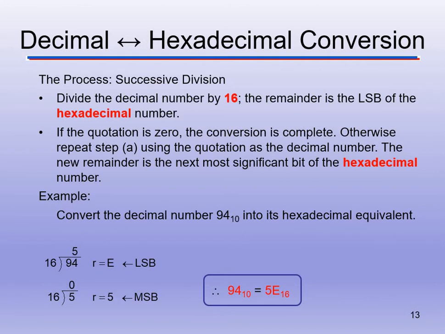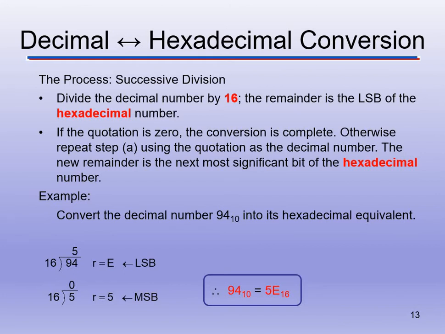Okay, so I'm going to take 94 divided by 16. Well, the best number that goes into that is 16 times 5. So 16 times 5 is 80. Okay, that's the closest we can get to 94 without going over. So we have to take 94 minus 80.